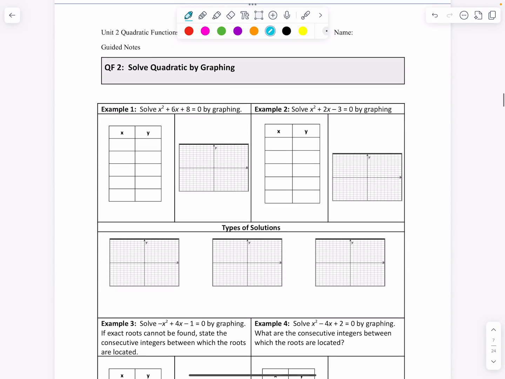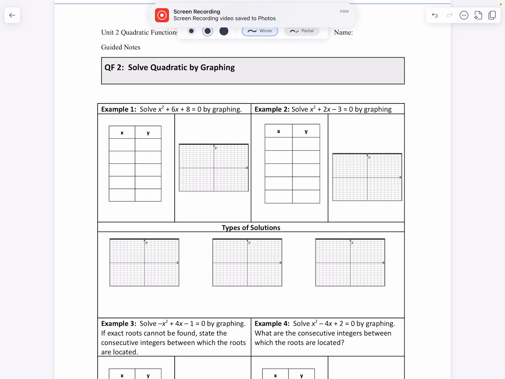All right. Solving by graphing. So we have already talked about how solutions, x-intercepts, and roots are all the same. So when I solve by graphing, I'm looking for my x-intercepts.